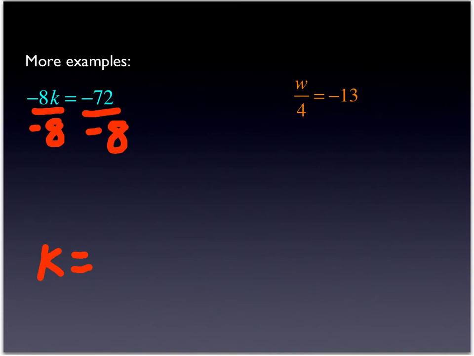So then I do get k by itself on the left. Meanwhile, -72 divided by -8. Negative divided by negative is a positive, and so my answer is +9.